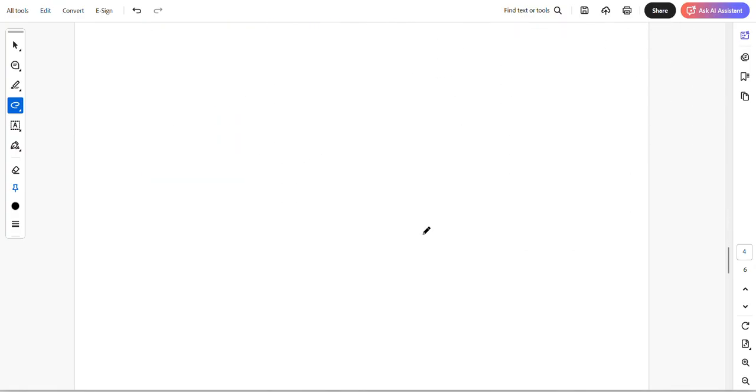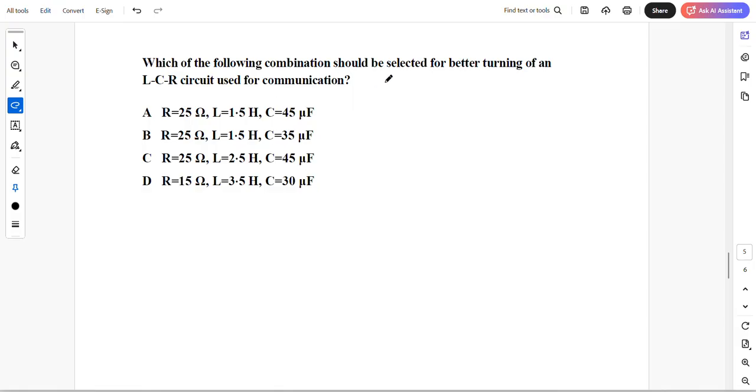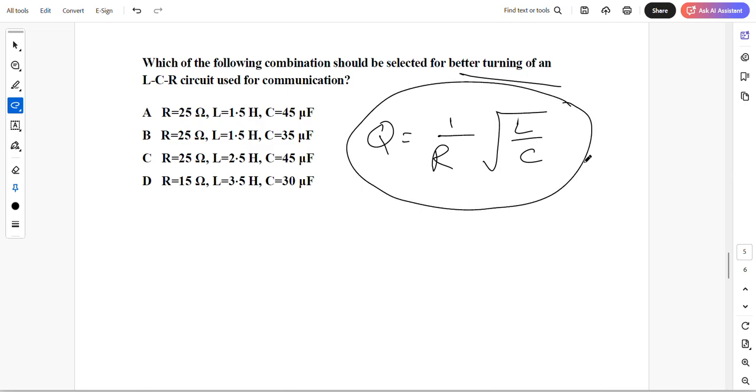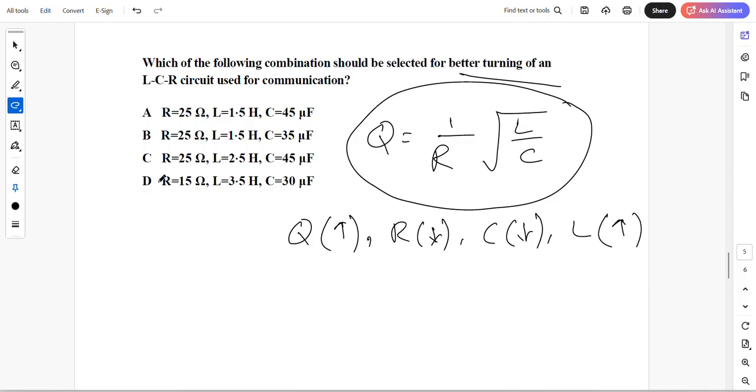Okay, let us do the next sum. The following combination should be selected for better tuning. For better tuning, what is the formula for quality factor? Q is equal to 1 by R root of L by C. This formula you have to remember for quality factor. For Q to be more, R should be less, and C should also be less, and L should be more.